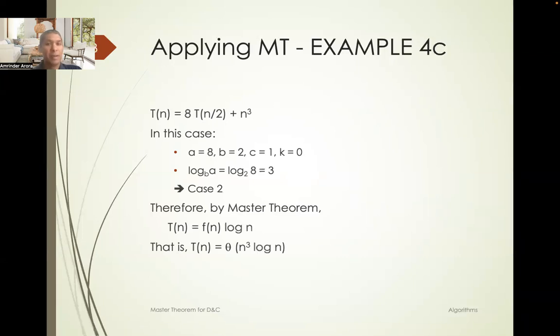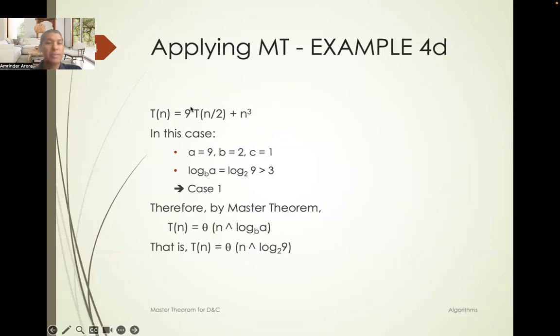Now we have a is equal to 8 here. In this case, log of 8 to the base 2 is equal to 3. It's equal to c, right? So therefore now we have case 2. Sorry, here c should be equal to 3 as you observe here. This is c equal to 3. Therefore, by Master theorem, T of n is equal to f of n log n, which is n cubed log n. And in all these examples, c is equal to 3.